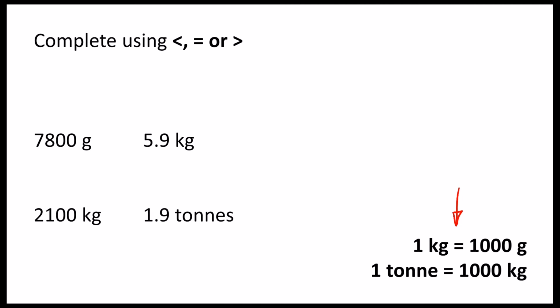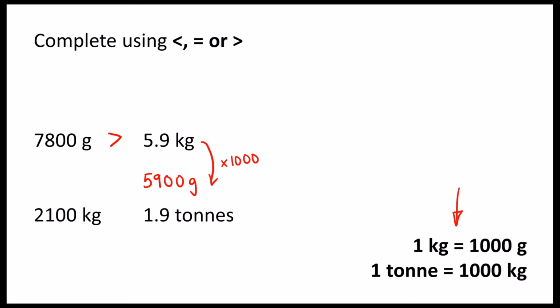Again, we can use these conversions to help us compare two values given with different units. In my first example, I can use the fact that 1 kilogram is equal to 1,000 grams to times 5.9 kilograms by 1,000 to turn it into grams. 5.9 times 1,000 would give me 5,900 grams. And comparing that with the initial amount, which is 7,800, I can say that 7,800 grams is greater than 5.9 kilograms or 5,900 grams.